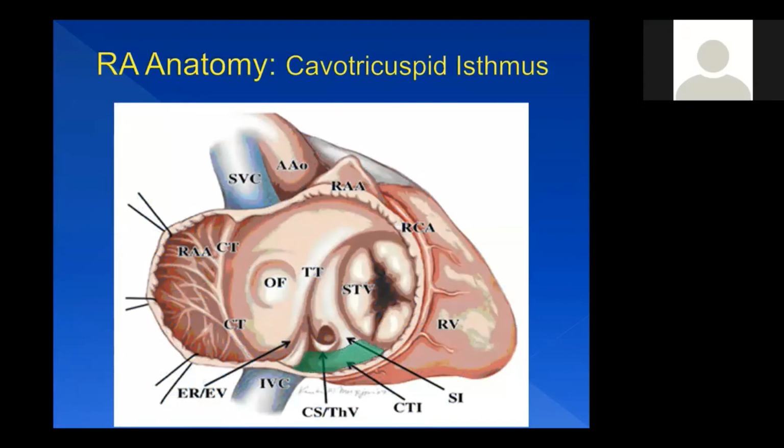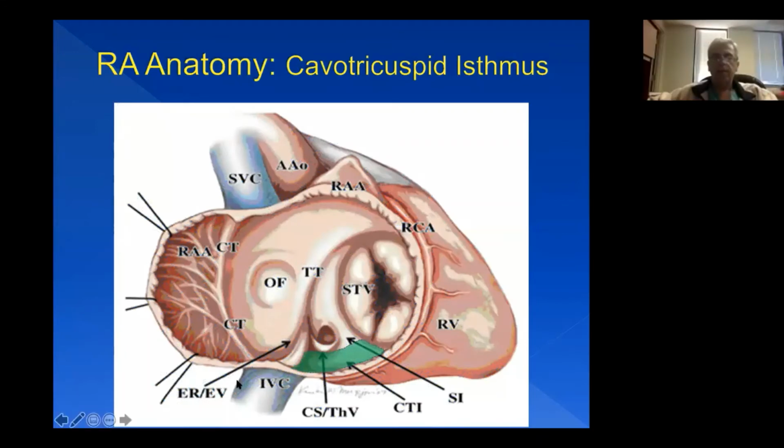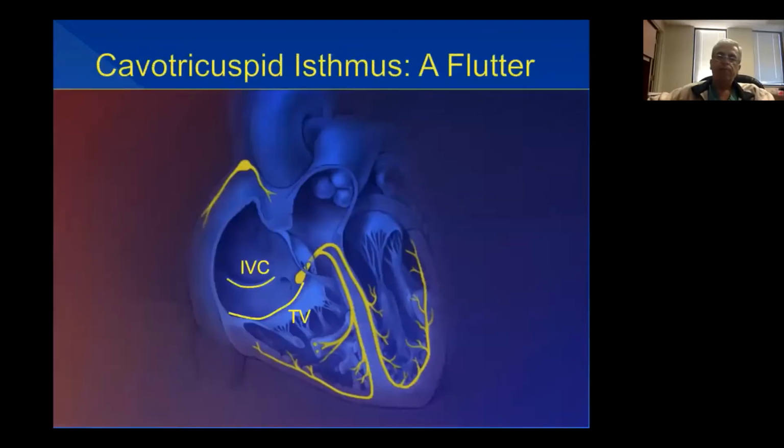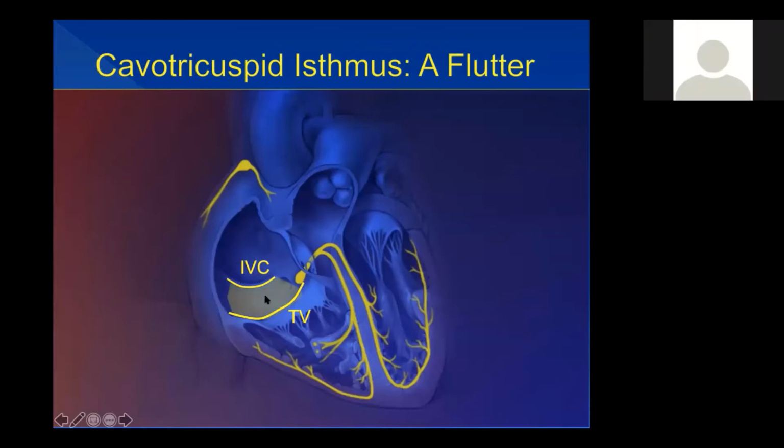Another area I would like to highlight is the Cavotricuspid Isthmus. This green zone here is between the tricuspid annulus and the eustachian valve, or the opening of the IVC. This is the area where we perform catheter ablation for typical right atrial flutter. If we have this diagram, between these two lines, the IVC in the back and the tricuspid annulus in the front, this area we call the Cavotricuspid Isthmus.